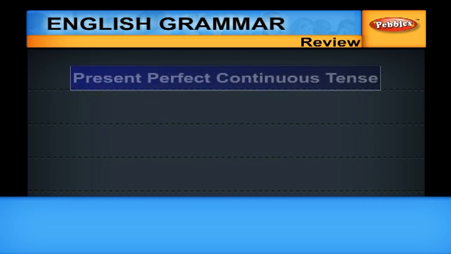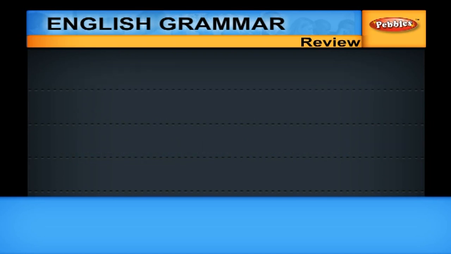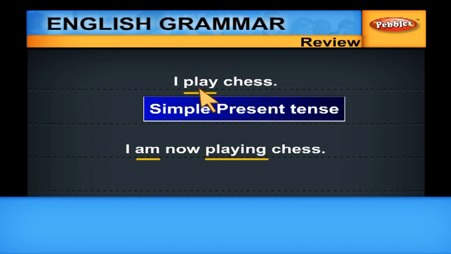We use perfect continuous aspect in the present tense to refer to an action that started in the past, continued, and it is still continuing. Now, looking into the verbs underlined, can you say what aspect of present tense is it? I play chess. The verb play is VO or root verb, so it is a simple present tense sentence.